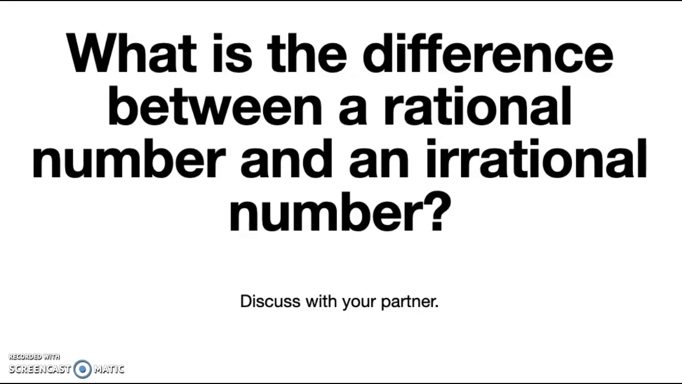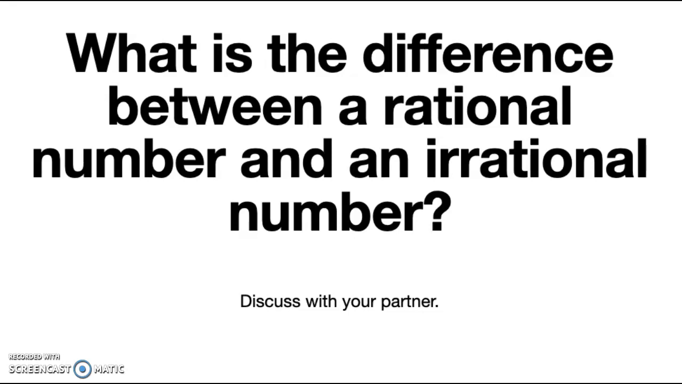Awesome. A rational number is a whole number. What else can you tell me about a rational number? Great. A rational number is any number. What about an irrational number? What is an irrational number? Okay, so an irrational number is a number that has a decimal that is non-repeating.